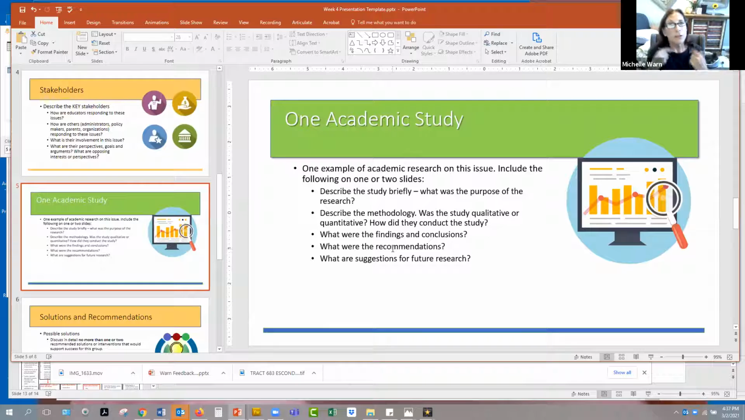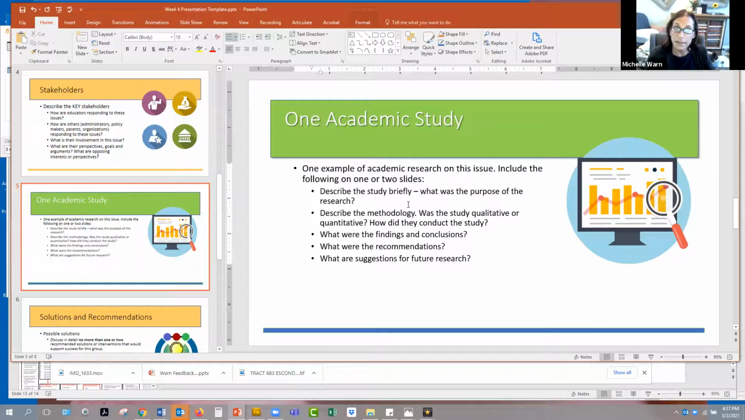All right, you have already found an academic study. Tell us about it. What did that study have to say? And you can just pull directly from your paper on that study or your discussion board commentary and posts on that study. We want to hear the study briefly. Why did they do this research? What was their goal? What was the methodology? What did they find? What were their recommendations? Okay.